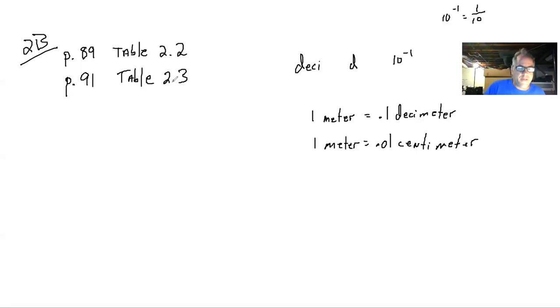And then on page 93, table 2.4, these are U.S. customary to metric. They're all U.S. customary to metric. That is 1 inch is 2.54 centimeters, 1 foot is 0.3048 meters. That one definitely doesn't stick in my head, but I can use that when I need to make that kind of conversion within a problem.